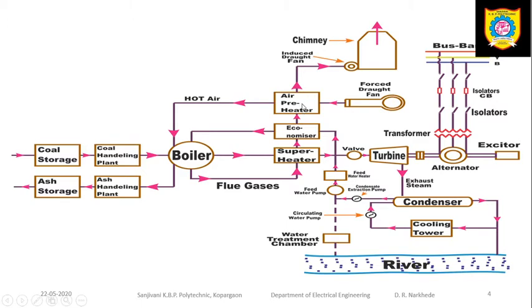Then you are going to pass these gases through the air preheater. What exactly happens in the air preheater? There is a forced draft fan which will collect the atmospheric air and force that air into the boiler.